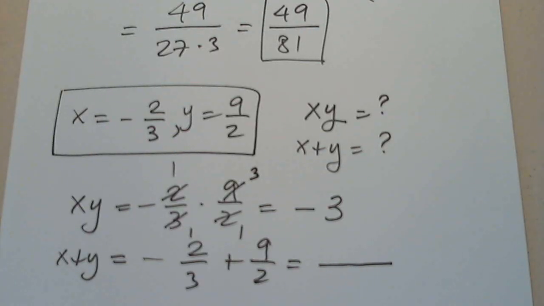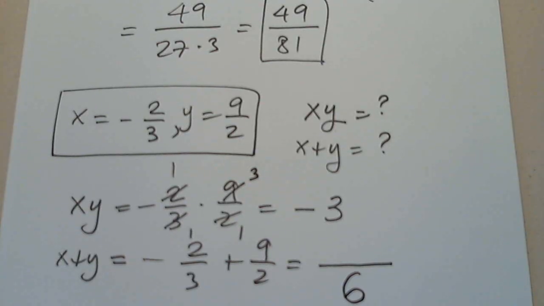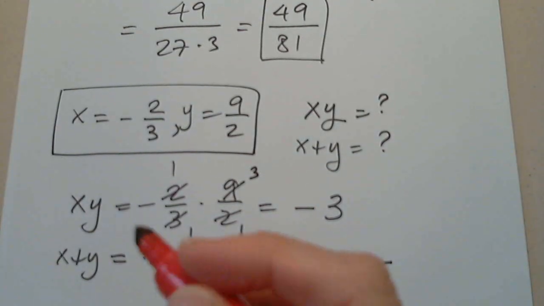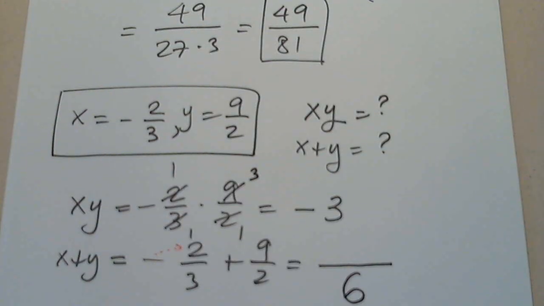Can anyone give us the least common denominator in this situation? The least common denominator, please. 6. Yes, they have nothing in common, no common factors. In other words, the least common denominator is 6. Please don't forget about the adjustments. They're mandatory. You cannot add or subtract -2 plus 9. And remember, the sign goes with the numerator.